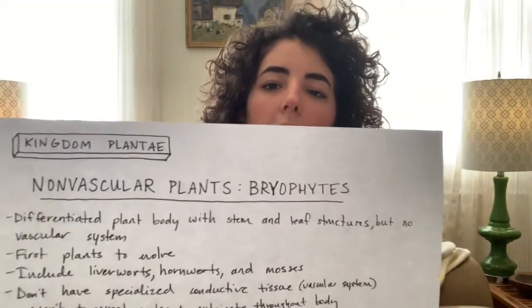Today we are talking about the non-vascular plants, the bryophytes. So our non-vascular plants, they've got the differentiated body structures of a plant. So they've got the roots, the stem, and the leaves, but they do not have a vascular system. A plant's vascular system is like our circulatory system.